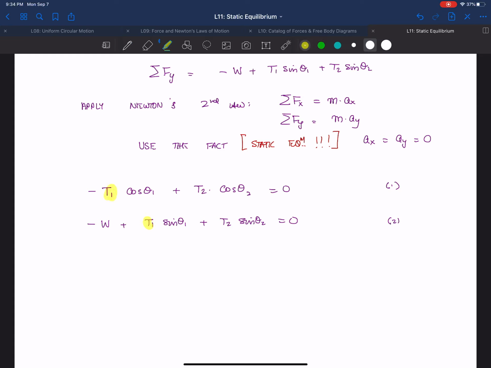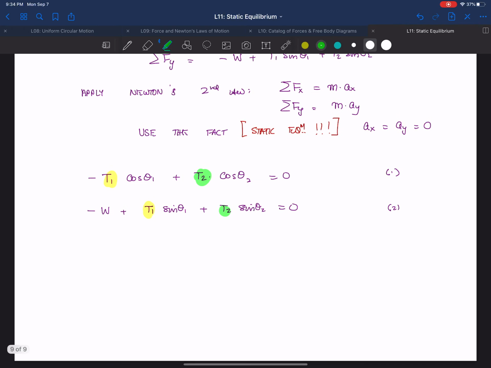So the unknowns are T1 and T2. Two equations, two unknowns. So we can use these equations to solve for the unknowns. Now is where we get into the details of this problem. What are we trying to find? Well, we're trying to find the tensions.